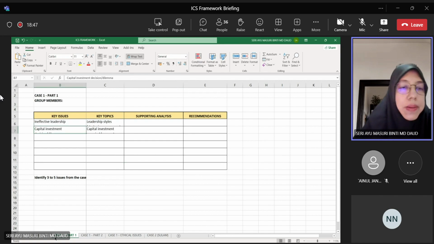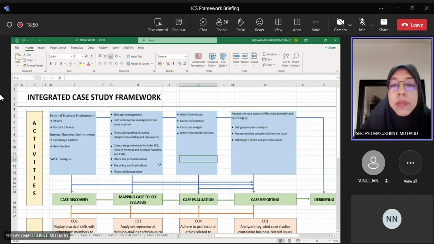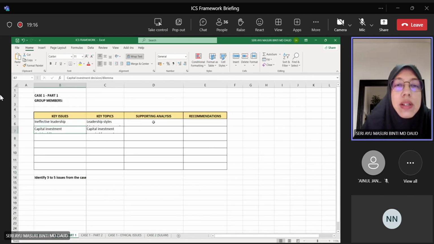Okay, now the next thing that you have to do, if we look at the framework, is case evaluation. This is your part 2, basically, when you identify key issues, and then you gather more information, carry out analysis, and identify potential solutions. So this is the next one. Assuming you have already identified the issues, when you want to carry out analysis here, you need to identify what would be the relevant supporting analysis. So if here, let's say leadership, this template really helps you in getting to the recommendations.